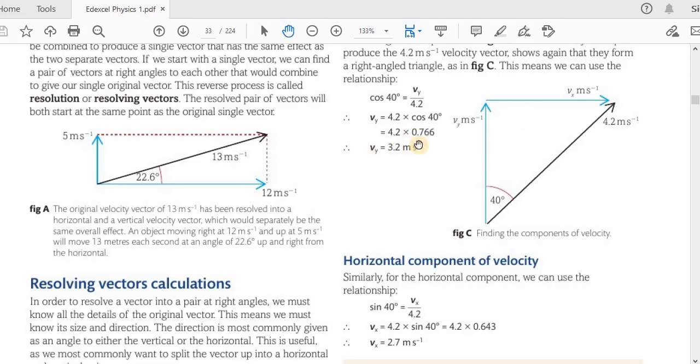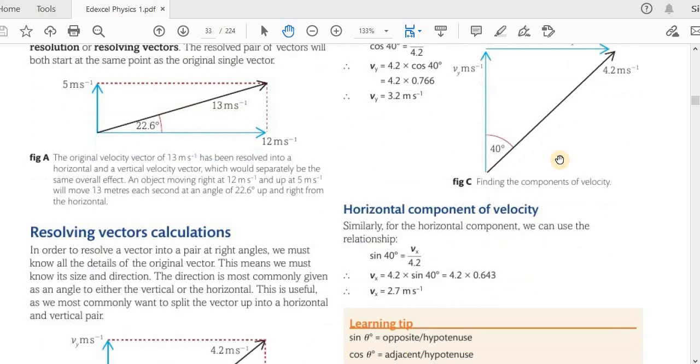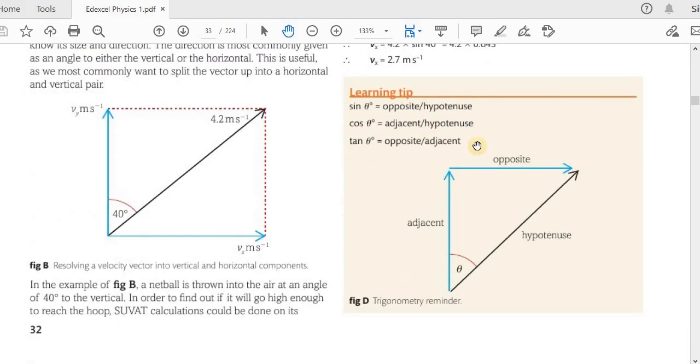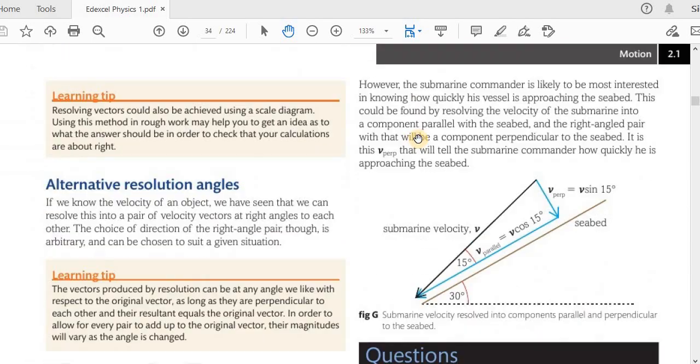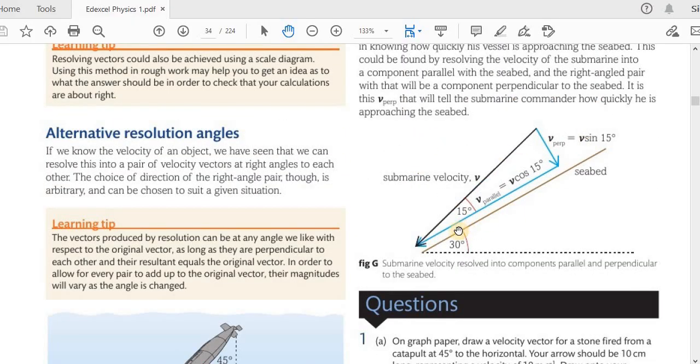So here you can see Vy is 3.2 meters per second. Vx is equal to 2.7 meters per second. So this I told you, you have learnt in the O-level class. Then we can also resolve along the plane and perpendicular to the plane.